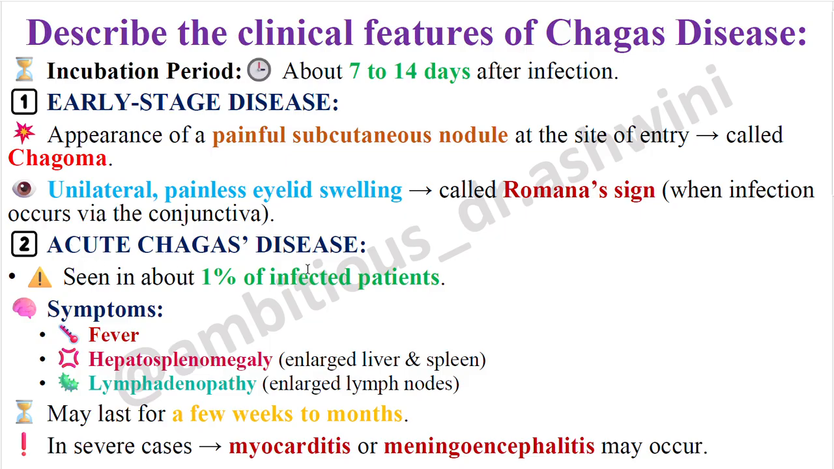Acute Chagas disease. Seen in about 1% of infected patients, symptoms are fever, hepatosplenomegaly, enlarged liver and spleen, lymphadenopathy, enlarged lymph nodes, may last for a few weeks to months. In severe cases, myocarditis or meningoencephalitis may occur.